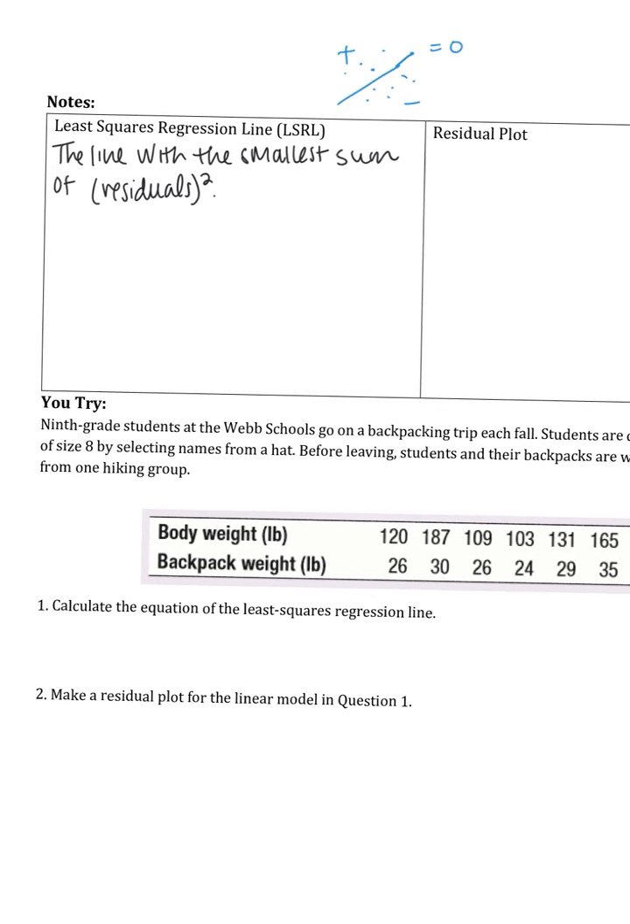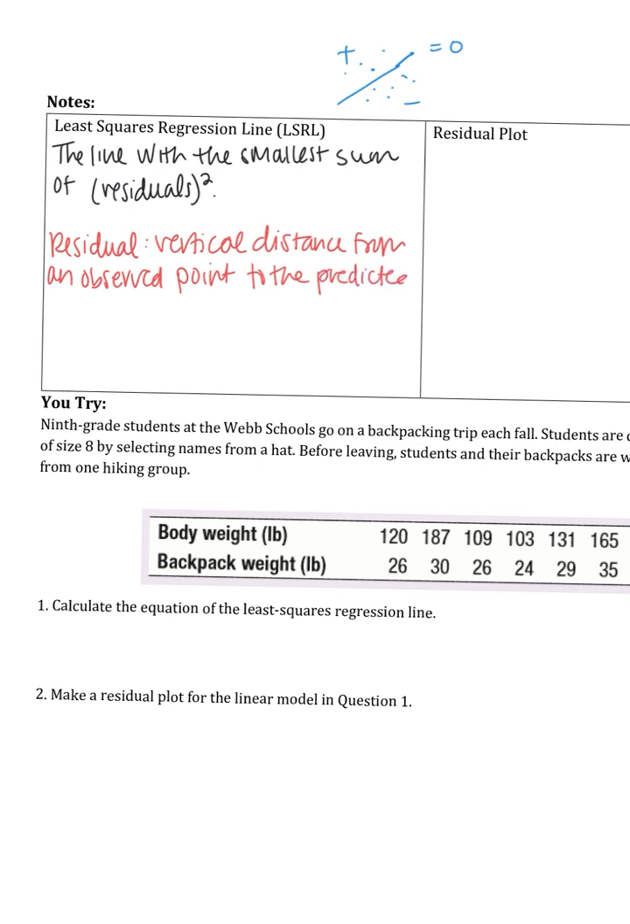Okay, let's get a formal definition down for a residual. A residual is the vertical distance from an observed point to the predicted value or predicted point on the least squares regression line. So let's just talk about that really quick.